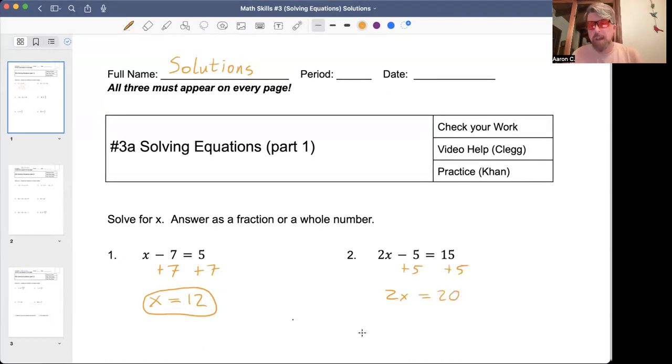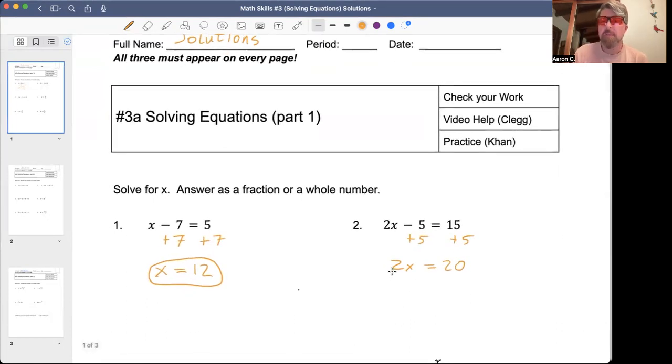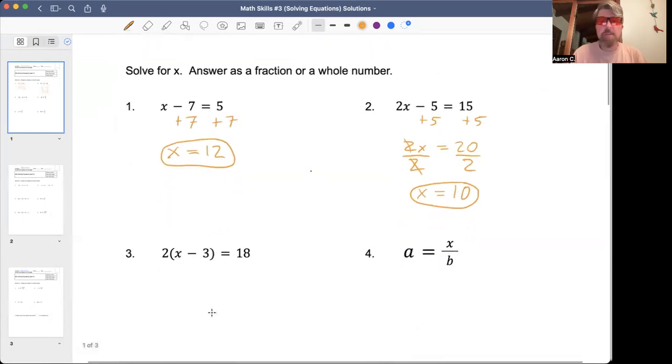And now we're going to divide by 2 on both sides. The reason is because 2 multiplies by x, so 2 times x is 20. Well, 1 times x is going to be 10, right? But we're going to do the math way to do it. So we divide by 2 on both sides. This 2 cancels out that 2 because 2 halves is equal to 1. So then we have x equals 20 divided by 2, which is 10. All right. So far, so good. Let's keep going.